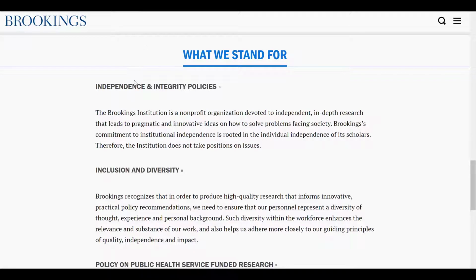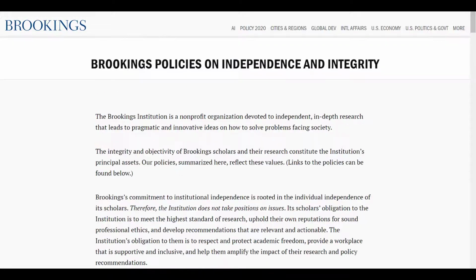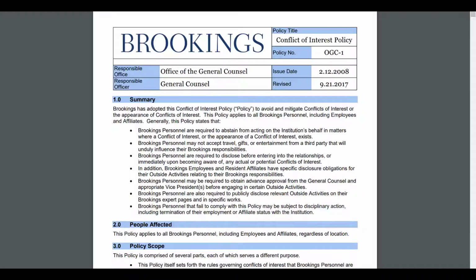Another thing to look for is a conflict of interest policy. This can encompass staff conflicts of interest or their sources of funding.